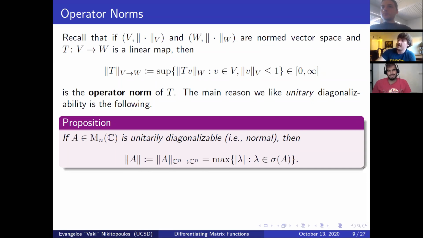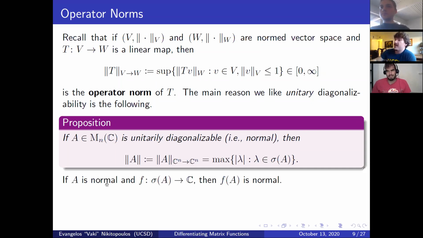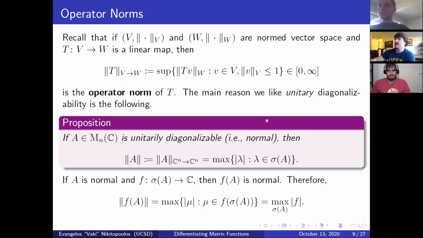Okay, so as a consequence, you can show that if A is normal and f is a function, then f(A) is normal. And so the proposition then gives that the operator norm of the matrix f(A) is actually just the maximum value of the absolute value of the function f over the spectrum of A. That'll be useful for us later.